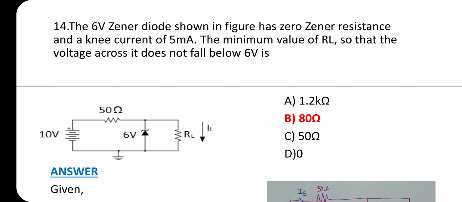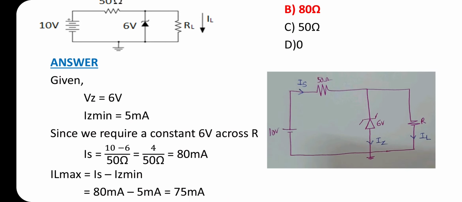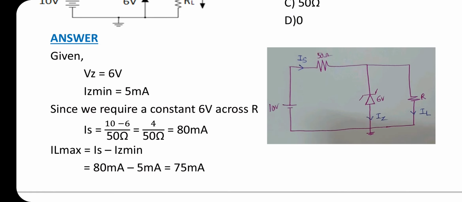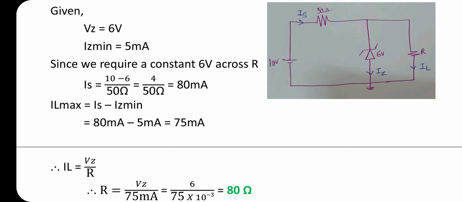Question number 14. The 6-volt Zener diode shown in the figure has 0 Zener resistance and a knee current of 5 milliampere. The minimum value of RL so that the voltage across it does not fall below 6 volt is, answer option B, 80 ohm. Consider the figure. Given Vz equal to 6 volt, Iz minimum equal to 5 milliampere. Since we require a constant 6 volt across R, Is equal to 10 minus 6 divided by 50 ohm, which is equal to 80 milliampere, which is the value of Is.